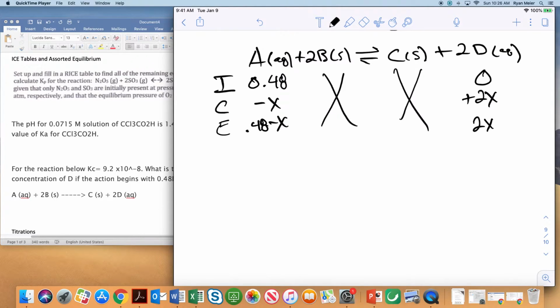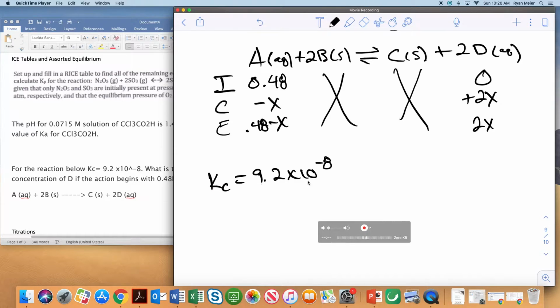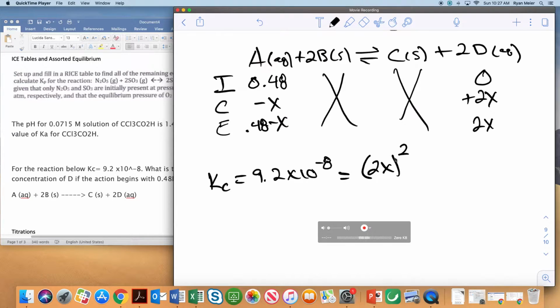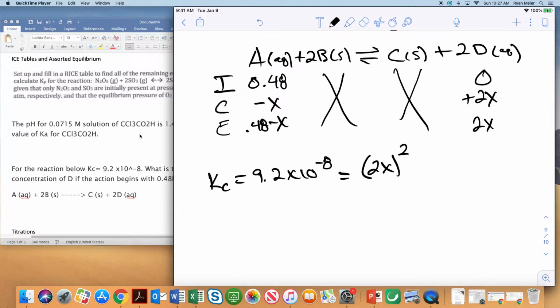And we're told in the problem that Kc is 9.2 times 10 to the minus 8, which is pretty tiny, right? Really small equilibrium constant. x is the amount we're going forward, so it's probably not going to be very big, so we should be able to do the x is small approximation here. Because we're going to have 2x, and this is really important, the whole quantity of 2x is being squared, so I have 4x squared on top, all over 0.48 minus x.